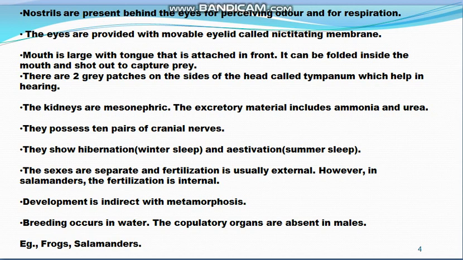is on land. And the eyes of the amphibians are provided with a movable eyelid, and that movable eyelid is known as the nictitating membrane. So the nictitating membrane is present in amphibians.